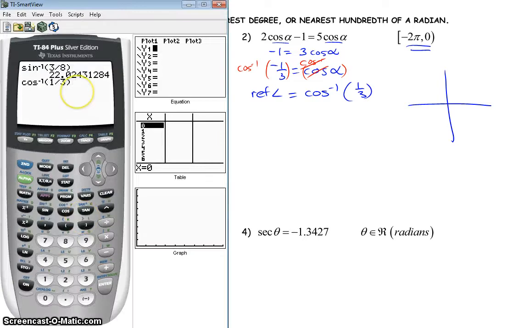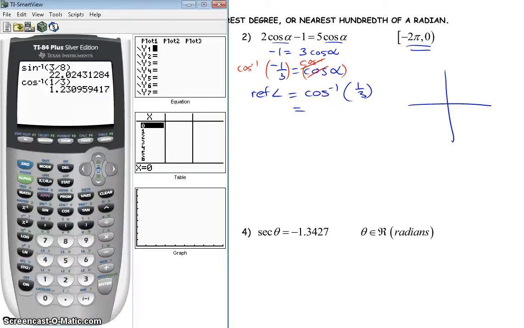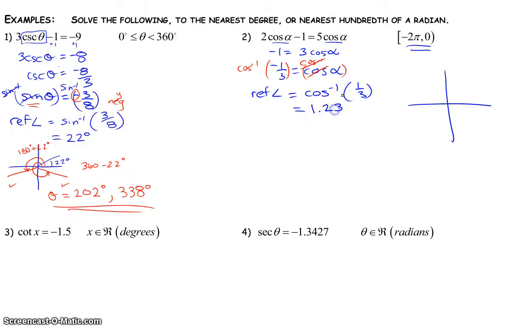Okay, so I changed it to radian mode, typed in the inverse cos of 1/3, and it looks like in radians we're getting our reference angle to be 1.23, and we want it to the nearest hundredth of a radian, so 1.23. Okay, well, let's think about where that would be. Oh, it's a reference angle. Okay, so 1.23 is our reference angle.